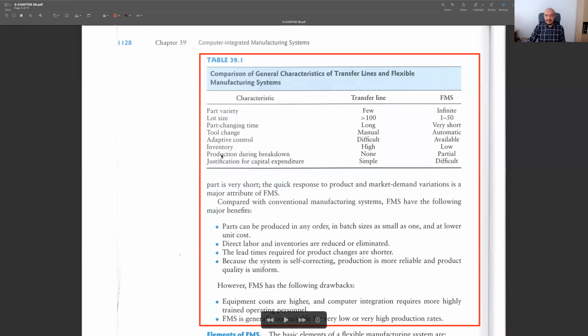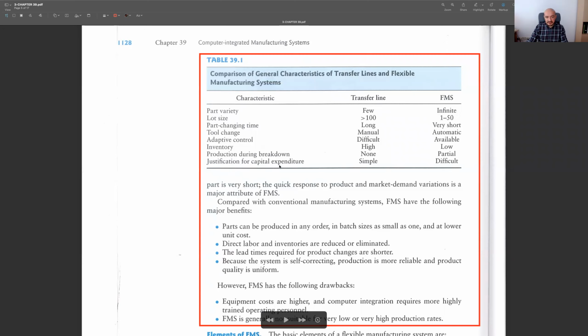And that's considered the last two, production during breakdown. In transfer line, since we have a continuous line, we don't have any breakdowns. It's a continuous manufacturing process. But in the flexible manufacturing systems, we may have some breakdowns between transferring the parts from one station to the other, but it's not a big problem. We have partial breakdown, but not a big issue.